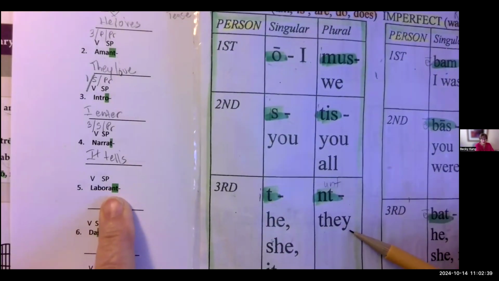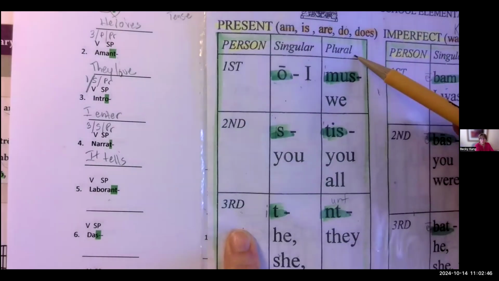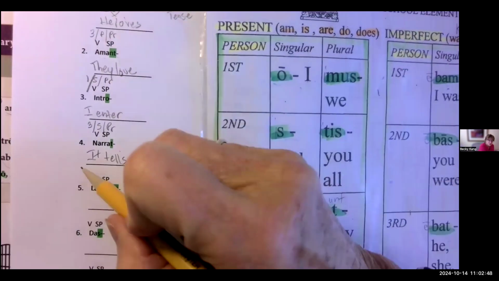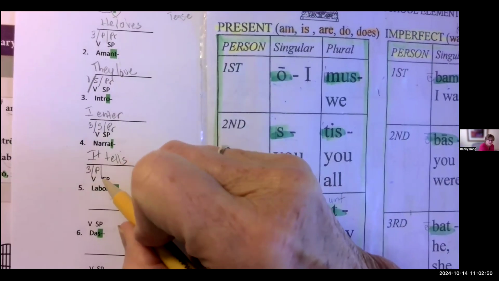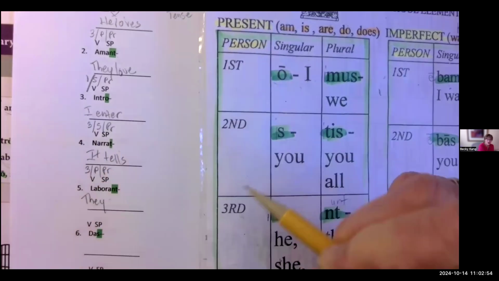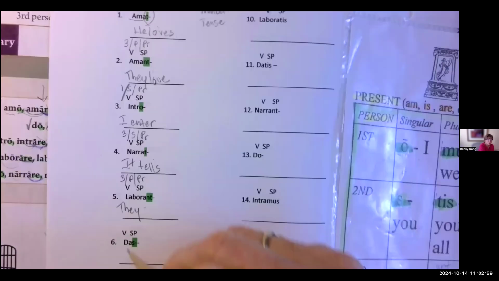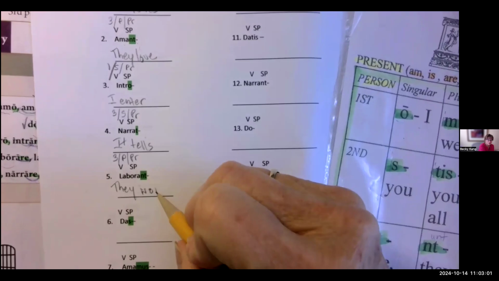They. NT means they. It's third person, plural, present. Third person, plural, present. They. And labora, let's see what it means. Work. They work.